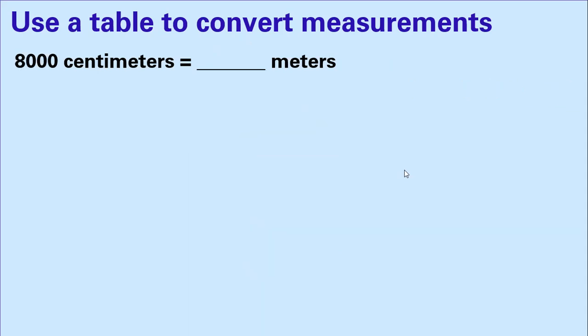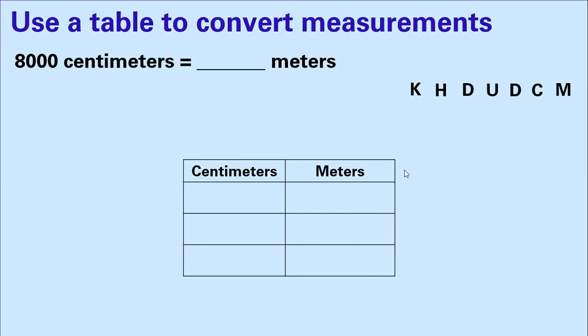Here we have 8,000 centimeters, and we want to rewrite that as meters. King Henry died unusually drinking chocolate milk. We have our table here. We're starting with centimeters because that's the unit we're starting with, and ending with meters because that's the unit we're ending with. We're going to underline the C for centi and the U for meters. We know meters is larger, so we're going to need less of them. We're going to be dividing.